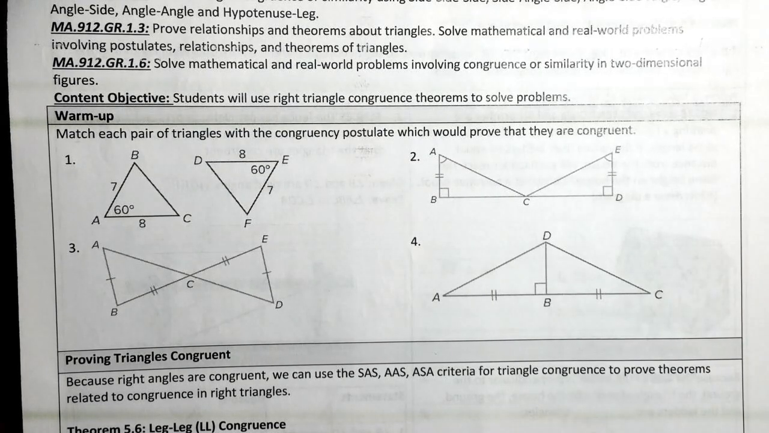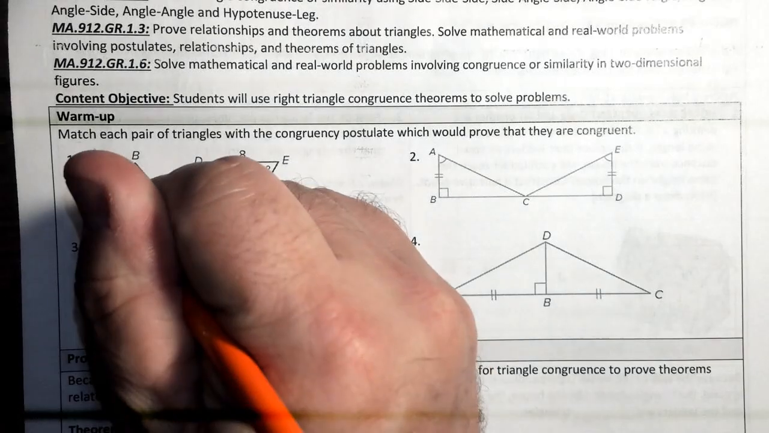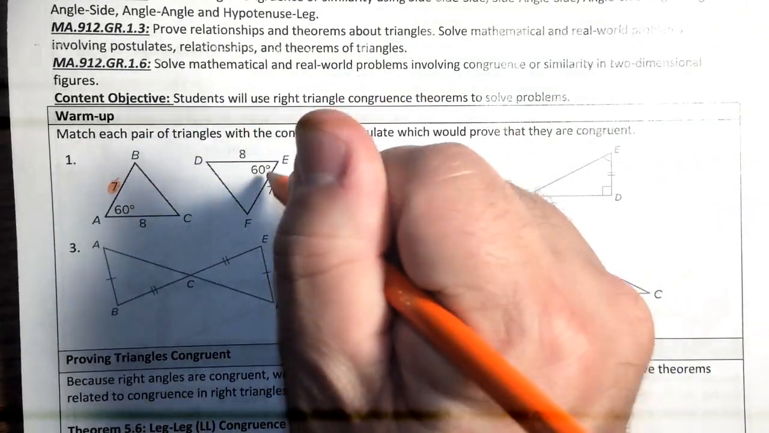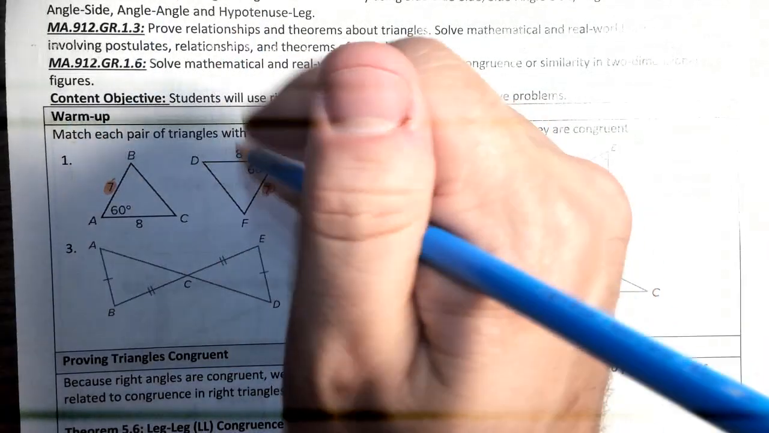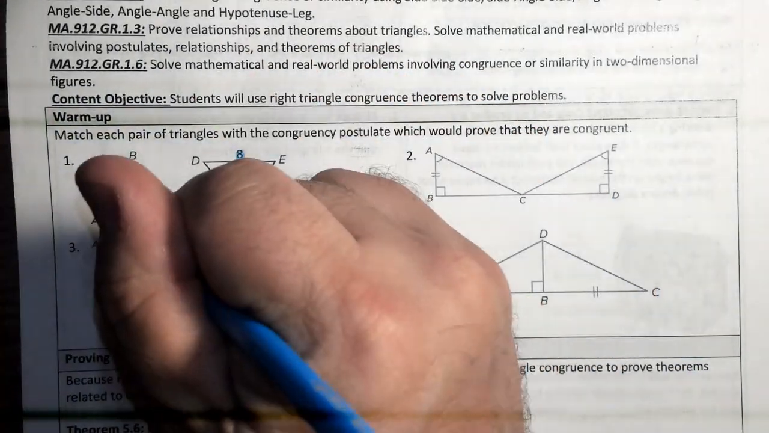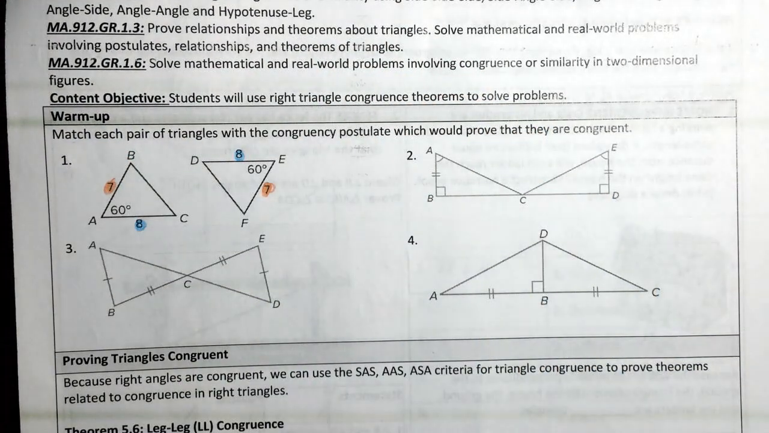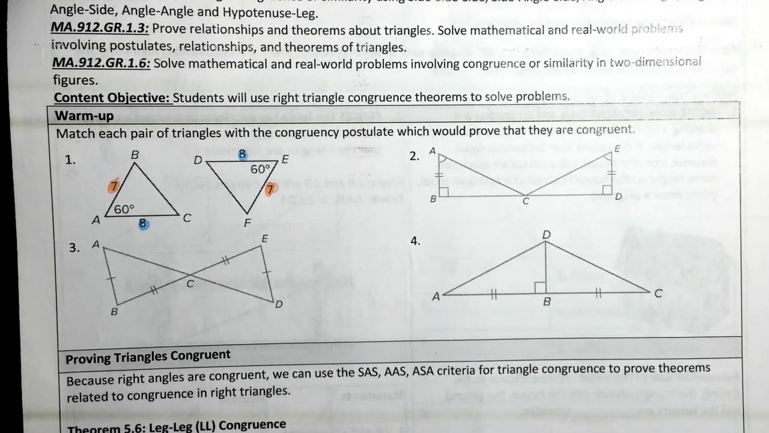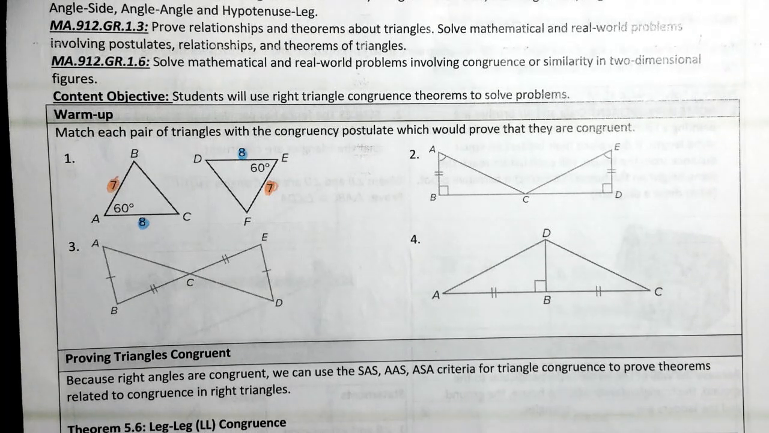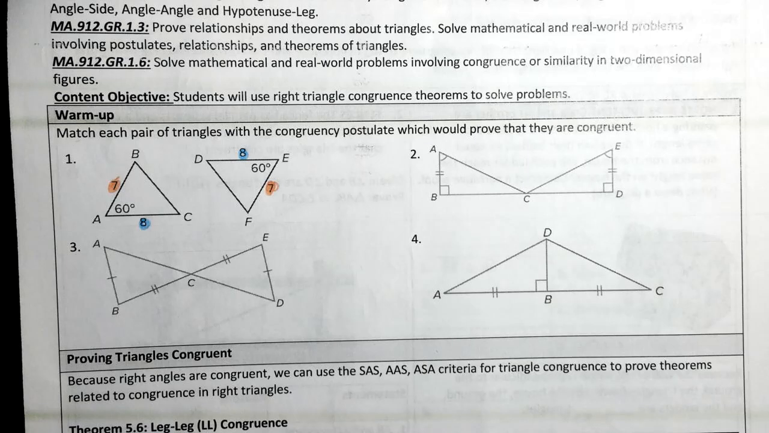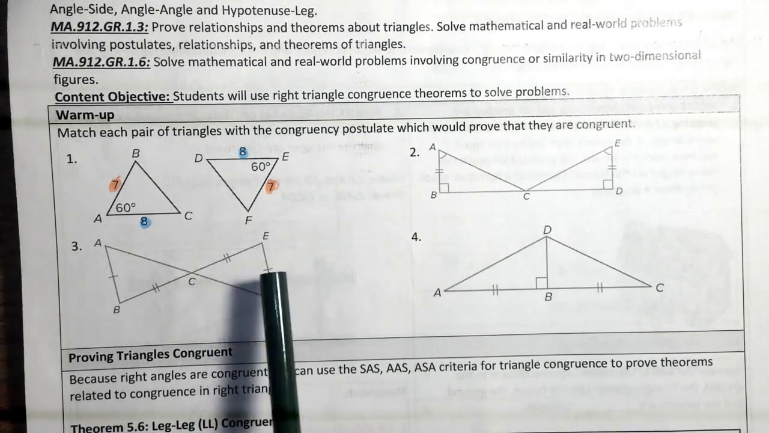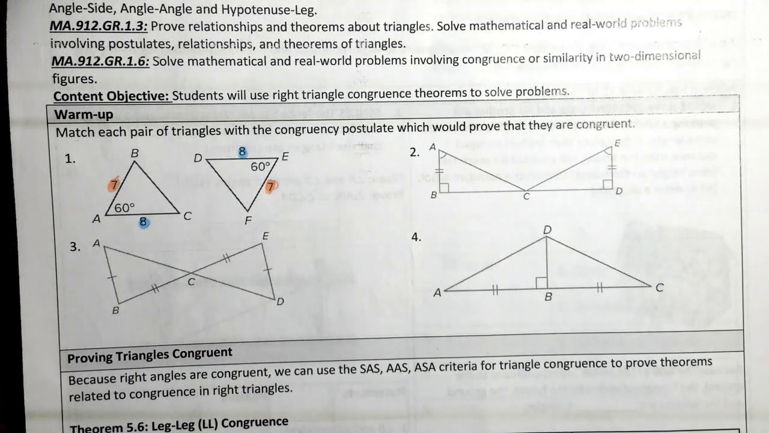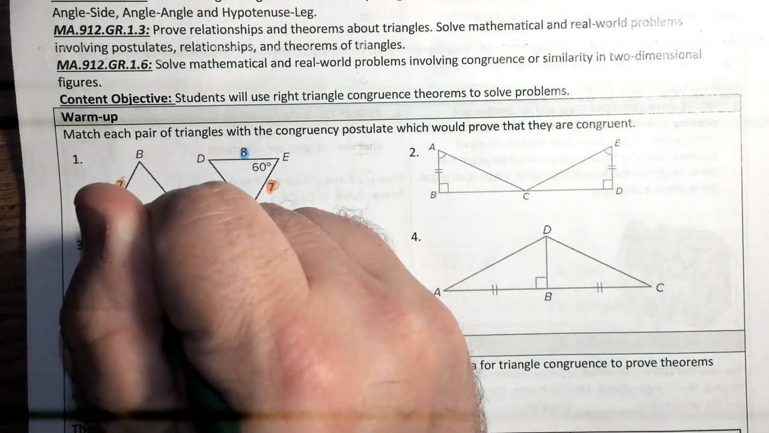Let's see here. So you notice we've got a 7 here, 7 there, 8, and 8. The book doesn't always give us the congruency the same way. We're used to seeing the arcs for the angles and the dashes for the sides. But sometimes it's a little simpler than that.